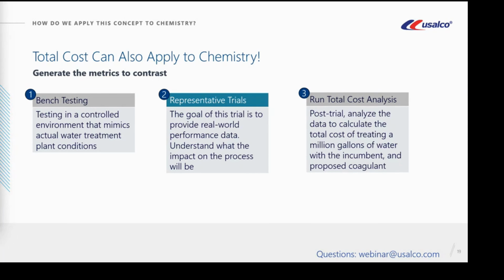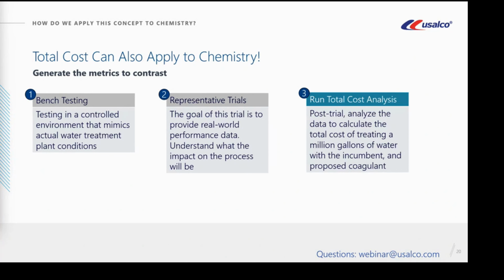Implement a trial phase with the selected product in the actual plant for a duration of at least 1 to 4 weeks. The goal of the trial is to generate real-world performance data and understand what the impact on the process will be. Variables such as DOC removal performance, filter run times, and pH chemistry demand are oftentimes the most crucial metrics to track before and throughout a trial.